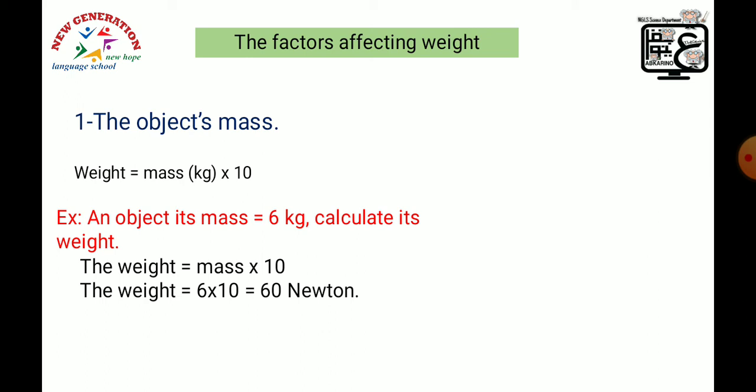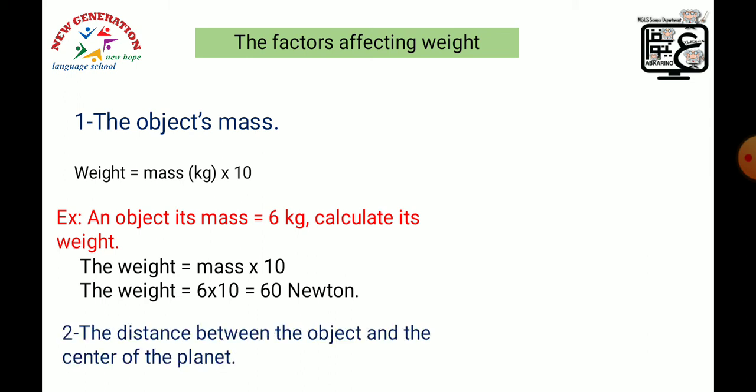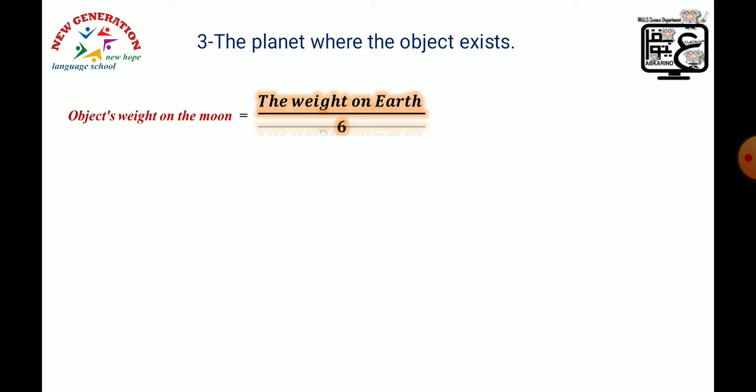Number two, the distance between the object and the center of the planet. And number three, the planet where the object exists. Do you know, my friends, that we can calculate the weight of an object on the moon's surface according to the following rule? Object's weight on the moon equals its weight on the earth times 1/6.